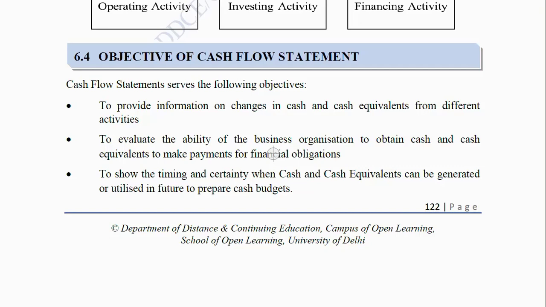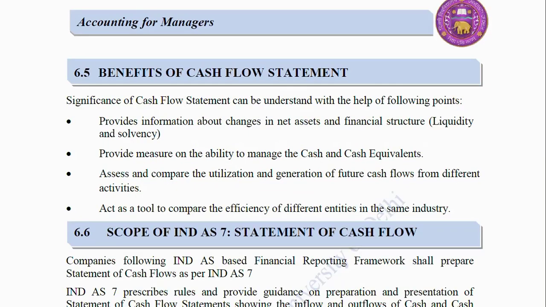6.4, Objective of cash flow statement. Cash flow statement serves the following objectives: to provide information on changes in cash and cash equivalents from different activities, to evaluate the ability of the organization to obtain cash and cash equivalents to make payments for financial obligations, and to show the timing and certainty of when cash and cash equivalents can be generated or utilized in future to prepare cash budgets.